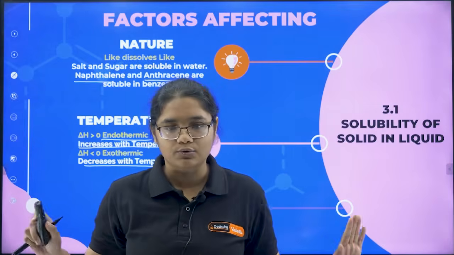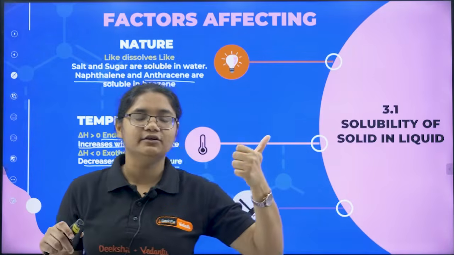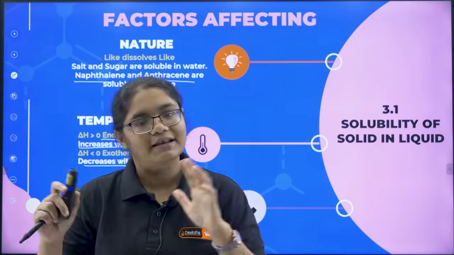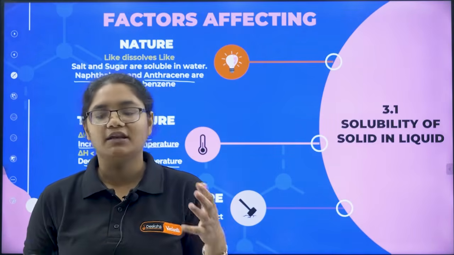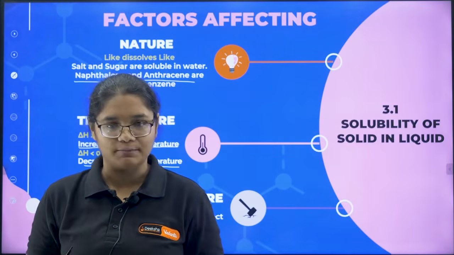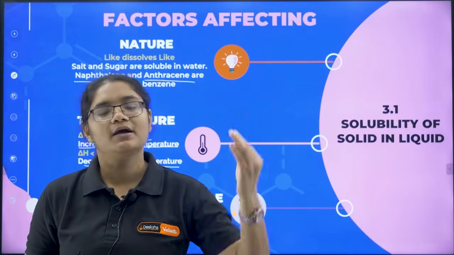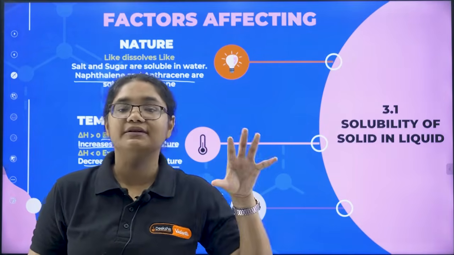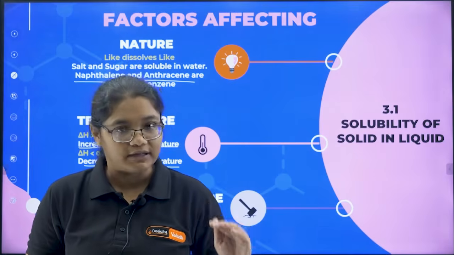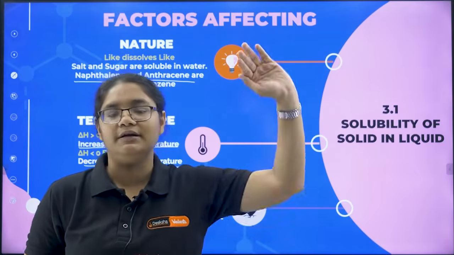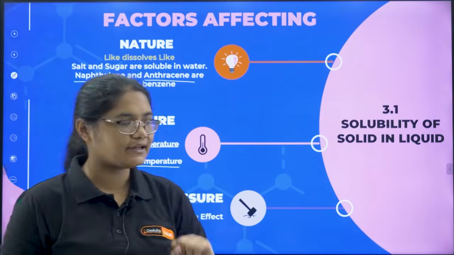Okay, pressure has no role. So we have just two factors: nature of the solvent and temperature. Like dissolves like, and for temperature, if the dissolution is an endothermic process, then if you give more heat, more solute will get dissolved. If it is an exothermic process, if you decrease the temperature, then the solubility will increase. I hope this is clear.